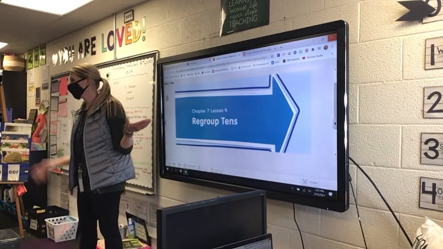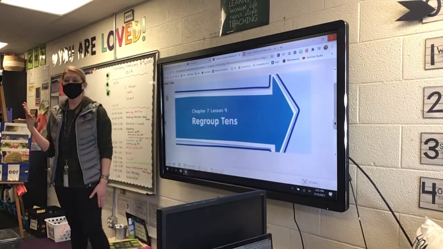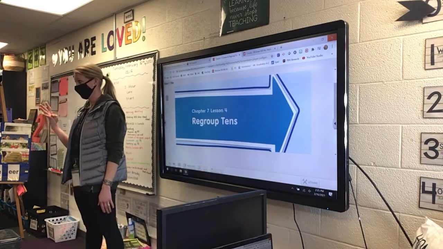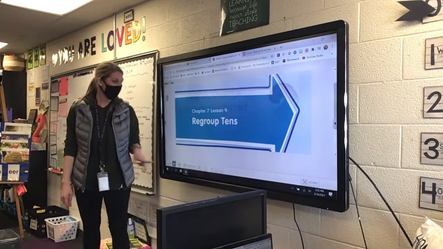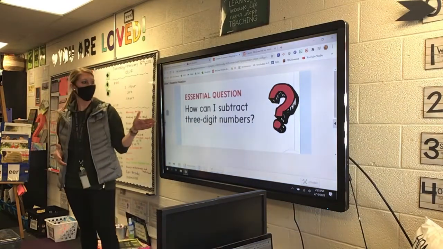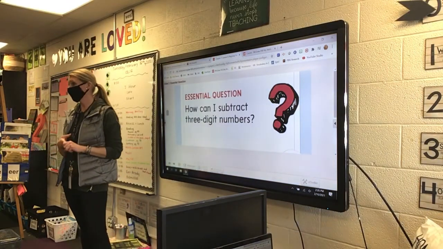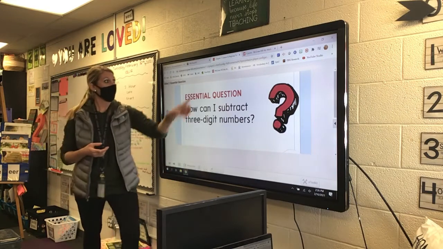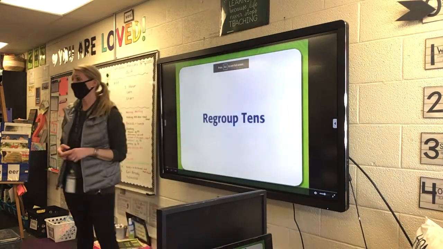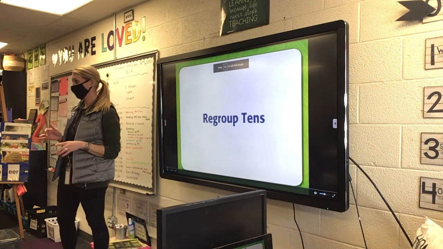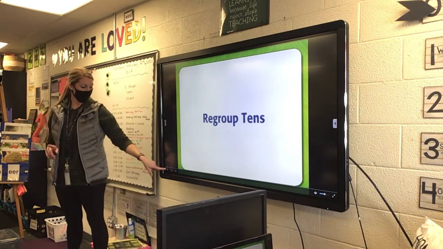Chapter 7, lesson number 4, and this is on regrouping of tens. Okay? Our essential question for this lesson and for this chapter is, how can I subtract 3-digit numbers? We're going to watch a video that goes with today's lesson on regrouping tens. So as you're eating your snack, please be watching and learning, okay?